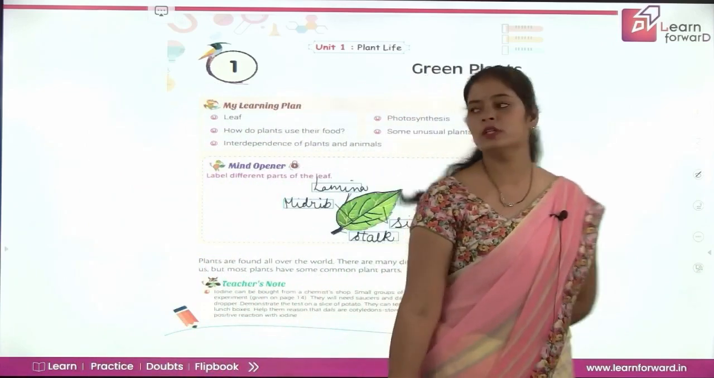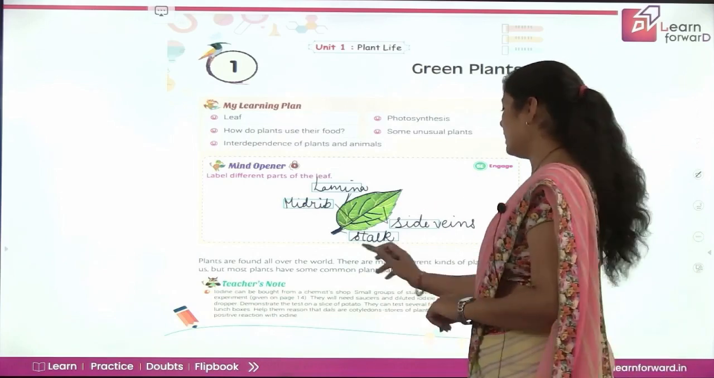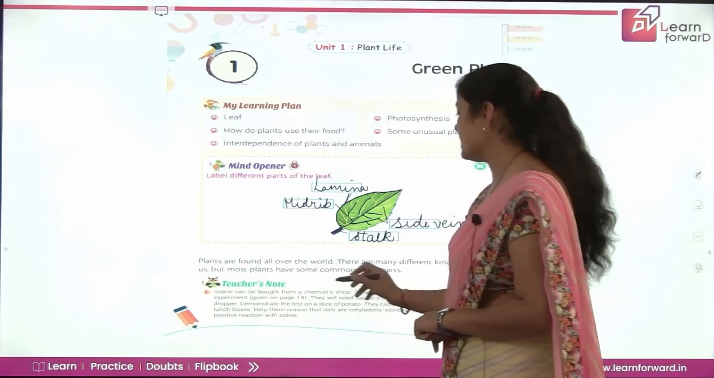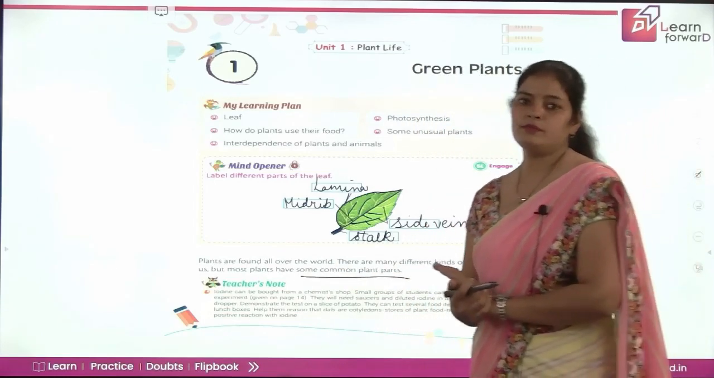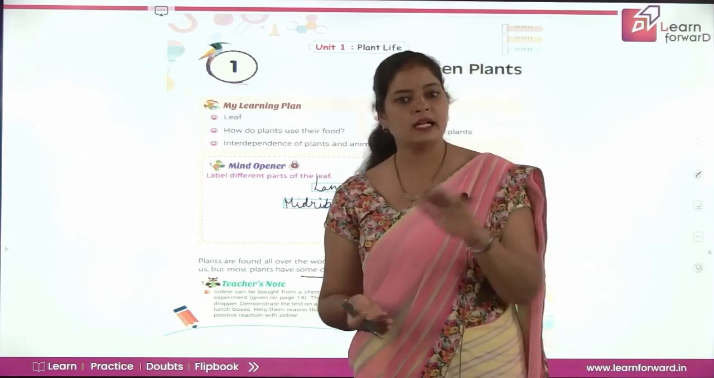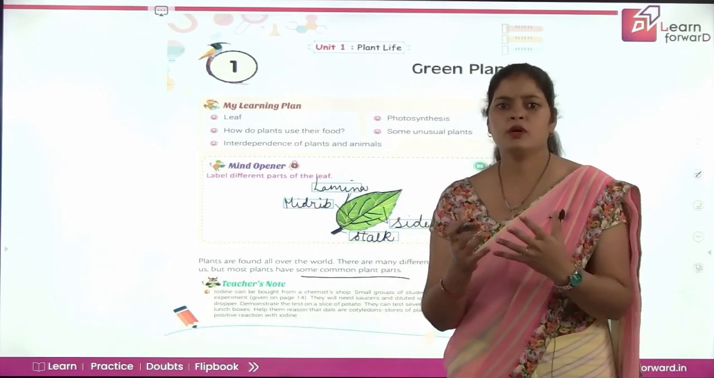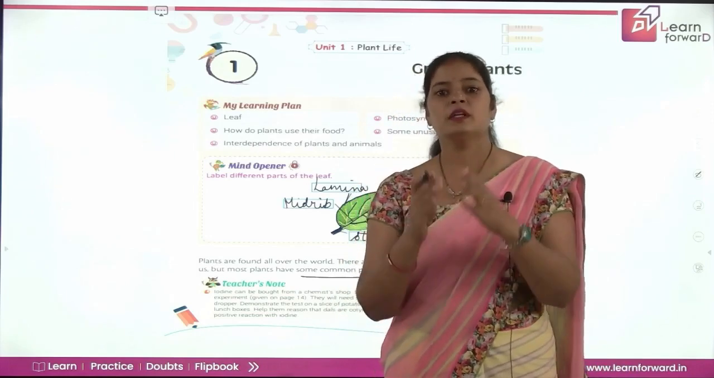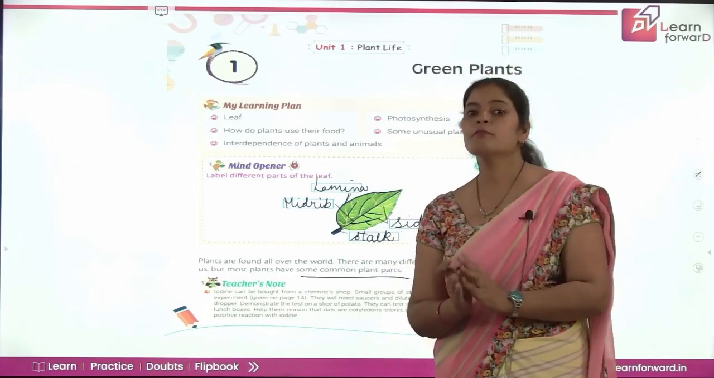Plants are found all over the world. There are many different kinds of plants around us, but most plants have some common plant parts. So when you go out, what do you see? You see big plants, some are middle height, some are very small. The big plants mostly differ only in their leaf structure, leaf shape and crown shape. The basic body design of big trees is the same.